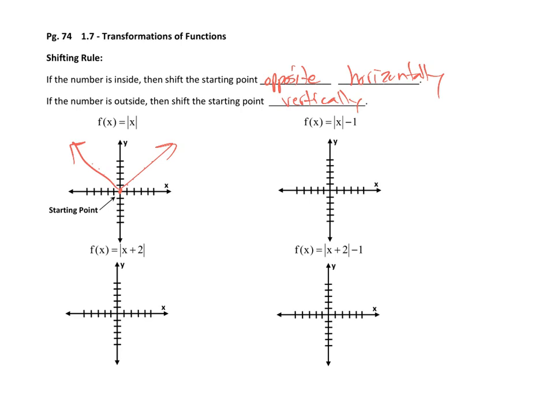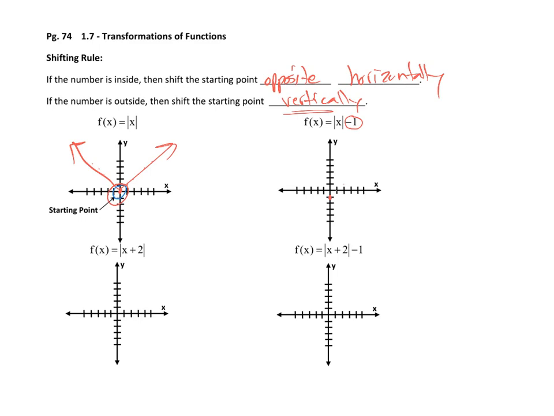Here I have a -1 outside of the absolute value. And when it's outside, we shift vertically. All right, so I'm going to take the origin from the original parent function. Parent function is just the original function with nothing happening to it, just a simple absolute value of x. I'm going to take that starting point and just shift it down 1. And then you're essentially shifting all the other points down 1.